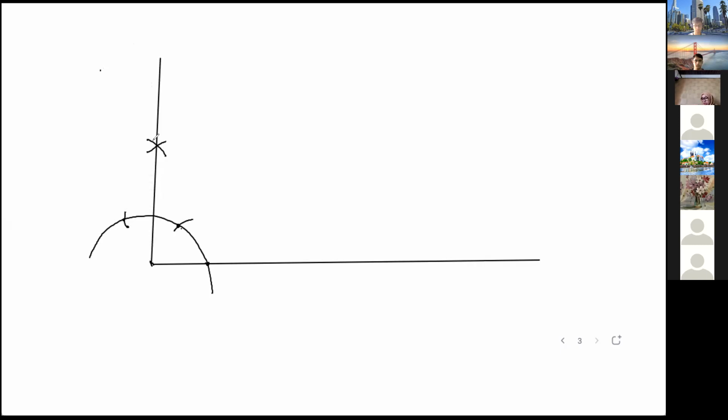Now how will we draw this? 45 degree. 45 degree is angle bisector of 90 degree. So from here cut an arc like this. From here cut an arc like this. So now this angle is 45 degree. Is it clear? Yes, ma'am.